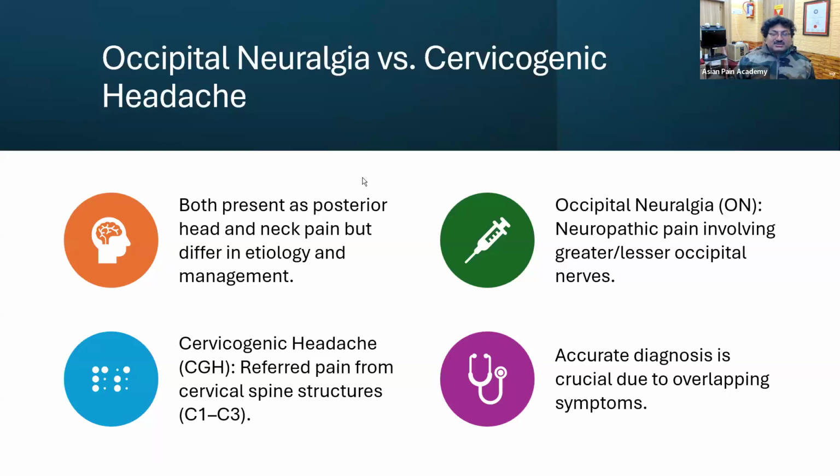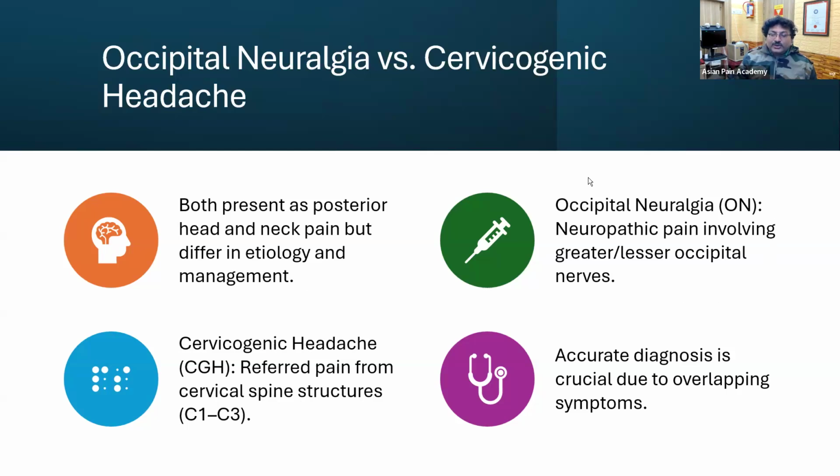Now, there is a condition that sometimes can be confused with cervicogenic headache. That means cervicogenic headache of facetogenic origin, where the facet is involved and causing pain, especially in the posterior part of the head, and occipital neuralgia. Remember, cervicogenic headache because of facetal origin and occipital neuralgia, both can be present and both can come with a similar feature, that is pain coming from the back of the head and going up the head. But they differ in etiology and management.